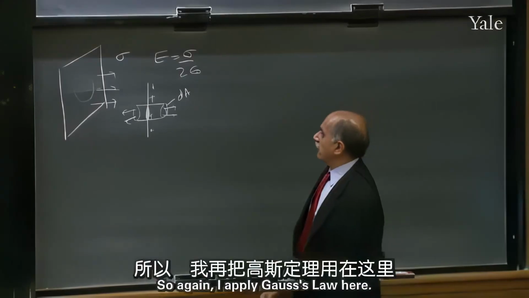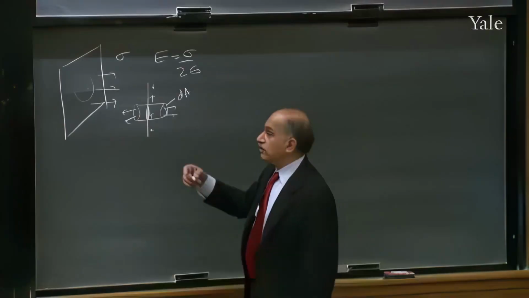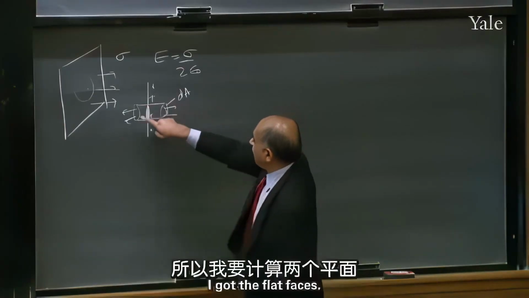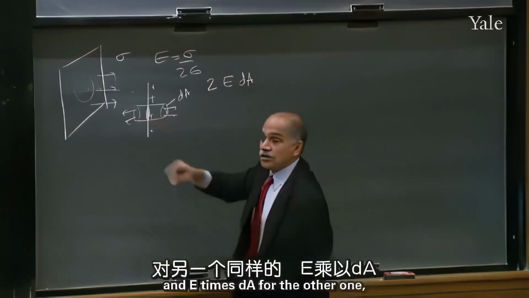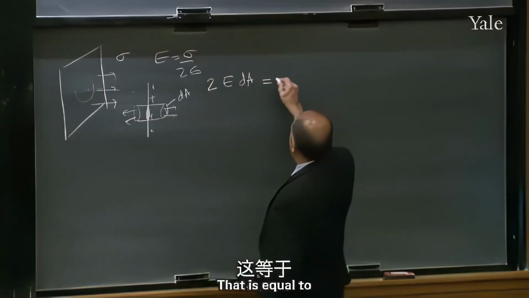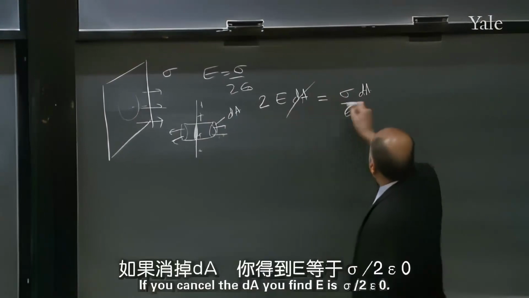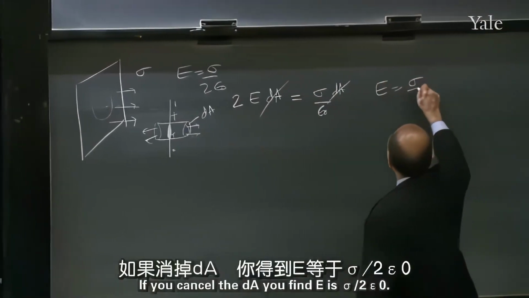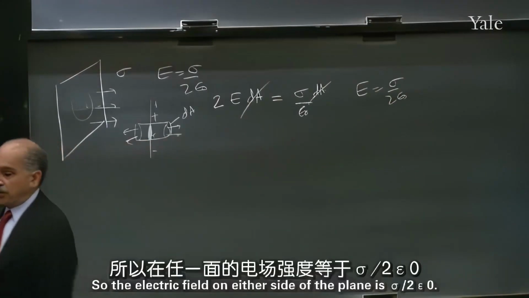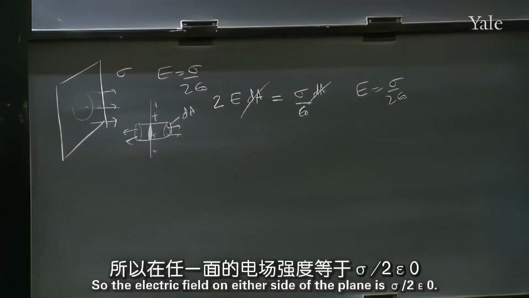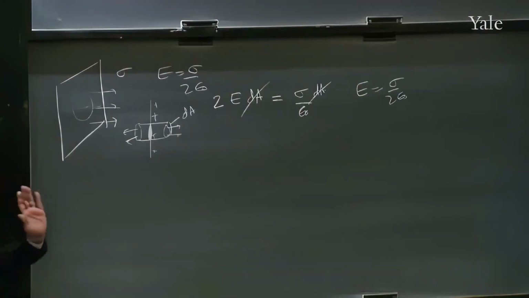So again, apply Gauss's law here. Off the cylinder, I got the curvy sides with no contribution, because the field is parallel to the curvy side. I got the flat faces, so I get E times dA for one of them, and E times dA for the other one, because both are outgoing. That's equal to the charge enclosed, which is sigma times dA divided by epsilon 0. If you cancel the dA, you find E is sigma over 2 epsilon 0. So the electric field on either side of the plane is sigma over 2 epsilon 0. You just get it from Gauss's law. Again, there's no reason to do the complicated integral.